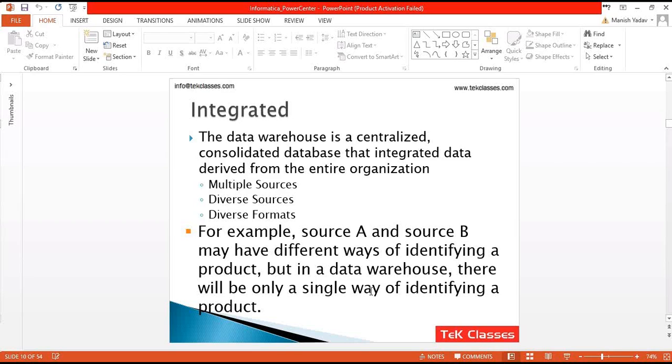So that's what they say. Source A and source B may have different ways of identifying a product, but in the data warehouse, there will only be a single way of identifying a product. So there are product codes. You may refer to a product with different codes within the same organization. Say you just take a mobile. You may store it as per your convenience. If you are a product manager of a different service line, you can store it with some different product code. The other department may store it with a different product code, but ultimately the product needs to be identified with a single product code across the organization. So that is what they mean to say here. That's why we call it integrated.